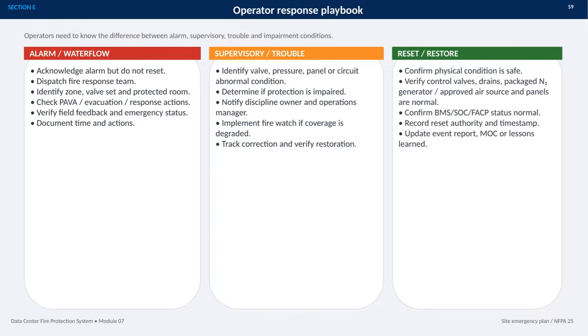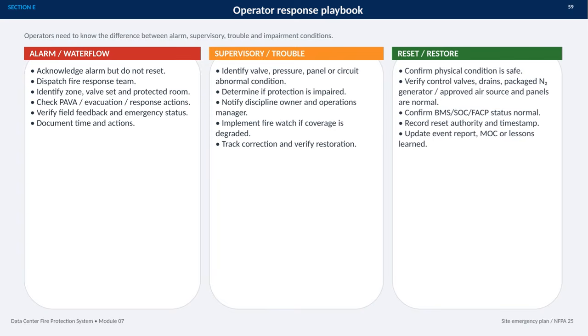This section presents the operator response playbook for a data center fire protection system. The key principle is recognizing the difference between an alarm, a supervisory or trouble condition, and an impairment, because each requires a different response. An alarm or water flow condition requires immediate action, not an automatic reset.